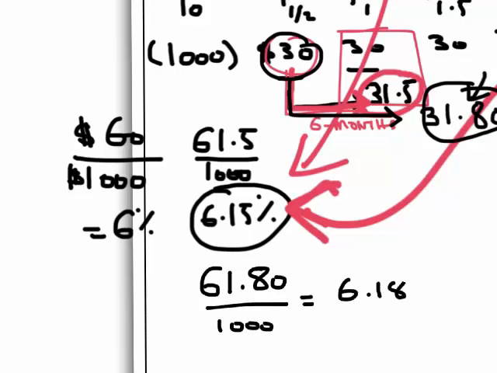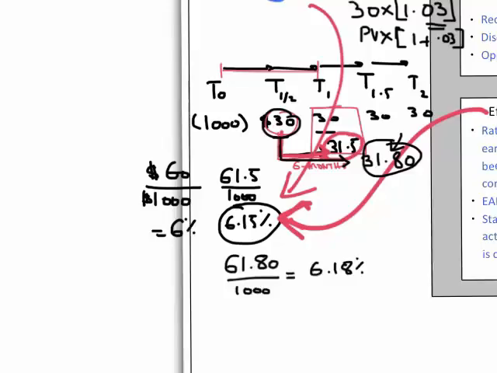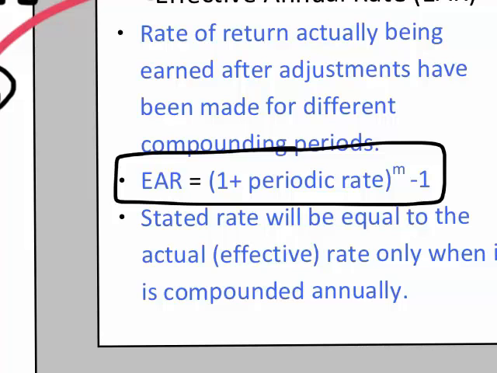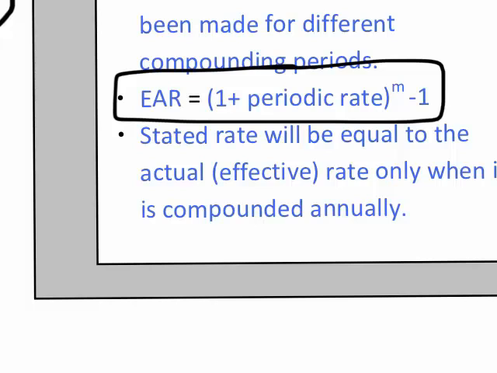So in exam, you may be required to convert 6% to 6.18%. But you may not have to do all this complex thing. All you have to do is use this formula, and you'll get the answer. So 1 plus periodic rate raised to power m minus 1. In this case, 1 plus 3%. How do I get 3%? Because for 6 months, your rate of return is 3%, raised to power 2. M is the number of compounding periods in a year. Because 1 year has 2 6-month periods, so 2 minus 1. This should give you directly 6.18%.